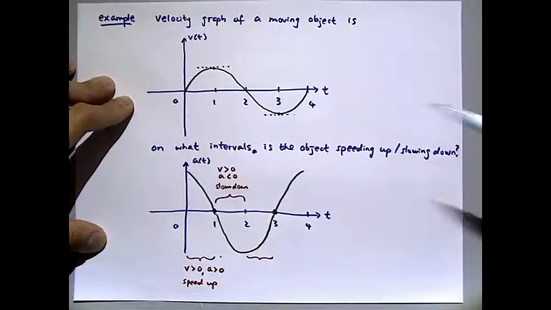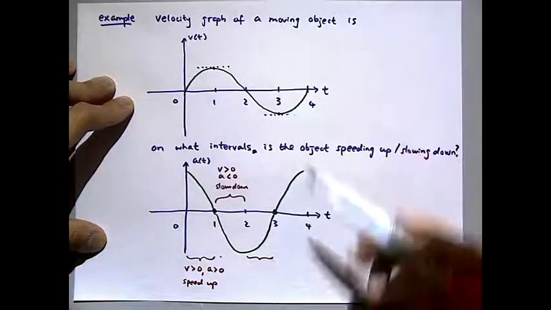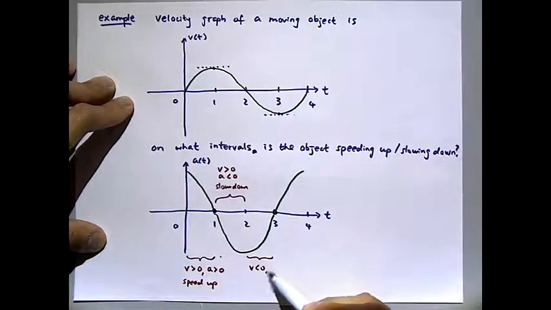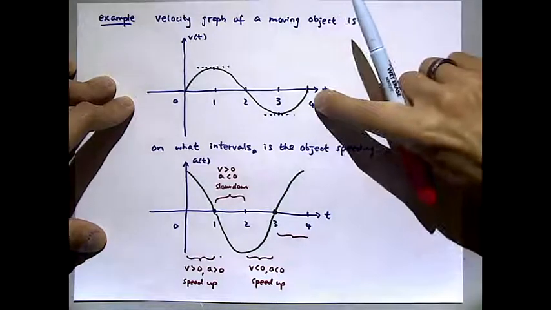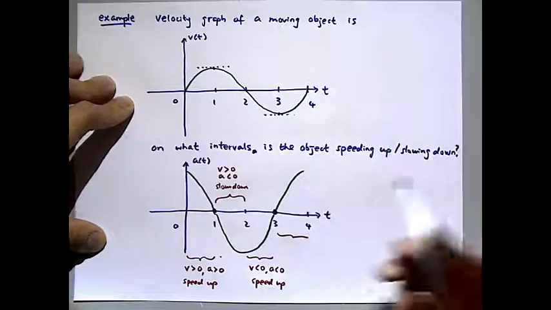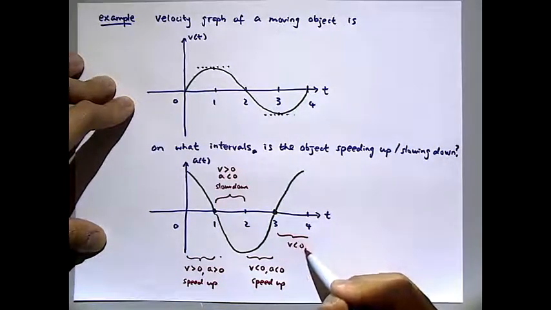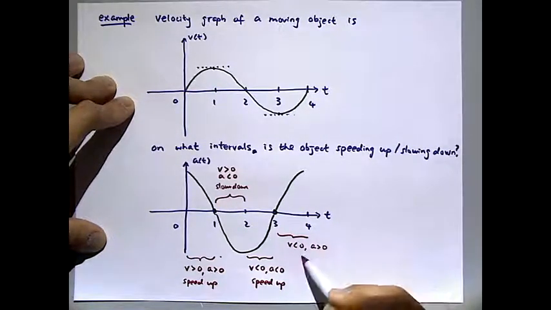Between 2 and 3, same sign, negative, negative. So this thing is going to be speeding up. And finally, for this last portion right here, negative velocity, positive acceleration, opposite sign, it's going to be slowing down.